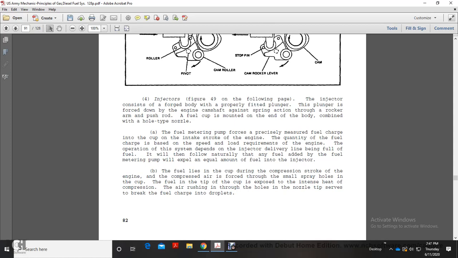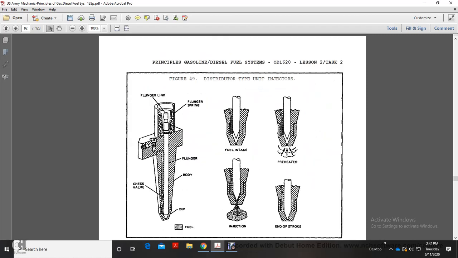The operation of the system depends on the injector delivery line being full of fuel. It will flow naturally with any of the fuel added. The metering pump will expel an equal amount of fuel into the injector. The fuel line fills the cup during the compression stroke of the engine, as compressed air is forced through the small holes into the cup. The fuel in the cup is exposed to the intense heat of the compressed air rushing through the holes of the nozzle tip, which serves to break up the fuel charge into droplets.